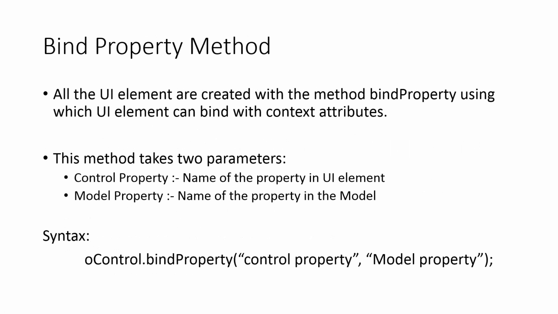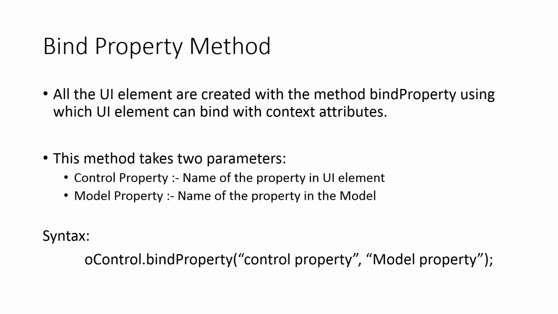Okay, so what this basically does is take an attribute from the particular control and bind it with an attribute from the corresponding model. This method takes two parameters. One is the control property, that is a property from our control that we are creating. Say for example, in the text field we have this value property. Similarly, the other parameter would be the model property.